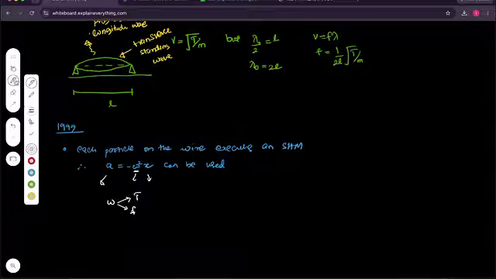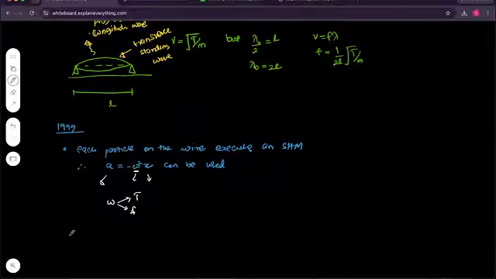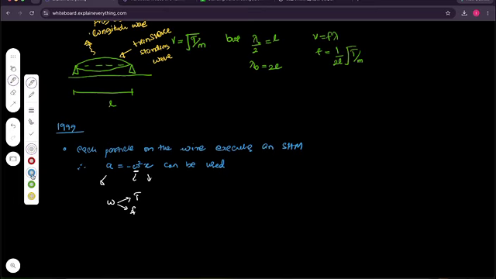In addition to that, the question asked how to place the tuning fork on the sonometer. We have to place it on the sonometer box.